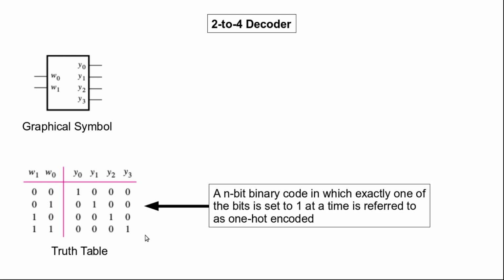Now an n-bit code in which exactly one of the bits is set to 1 at a time is referred to as one-hot encoded.